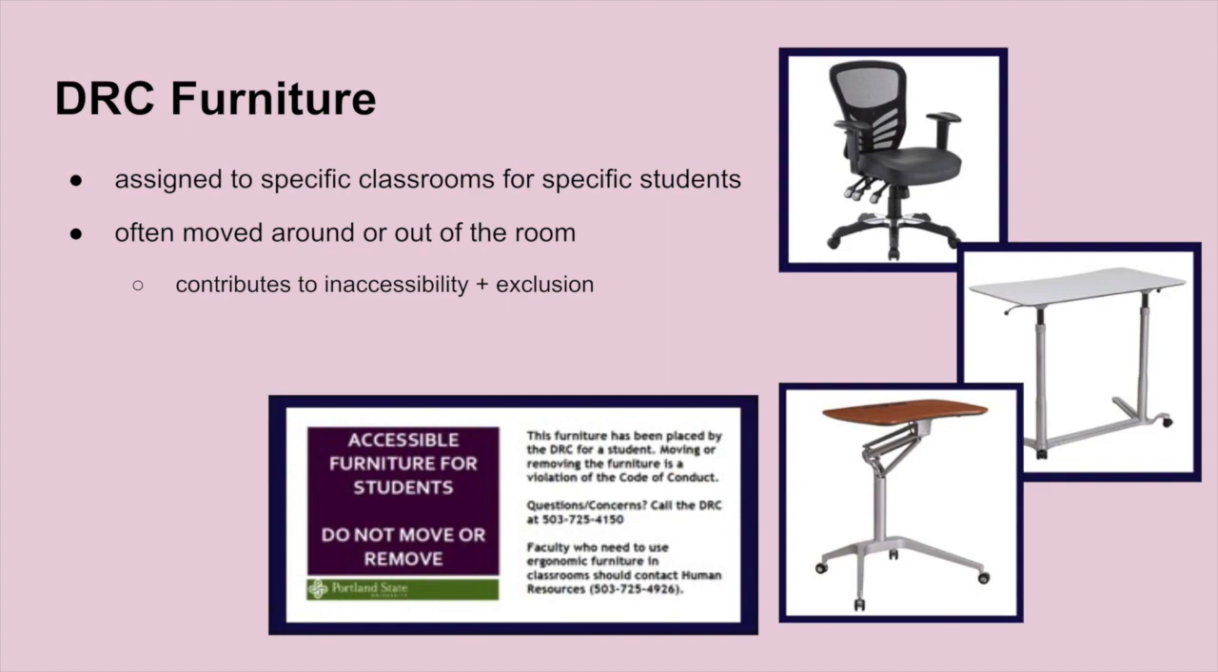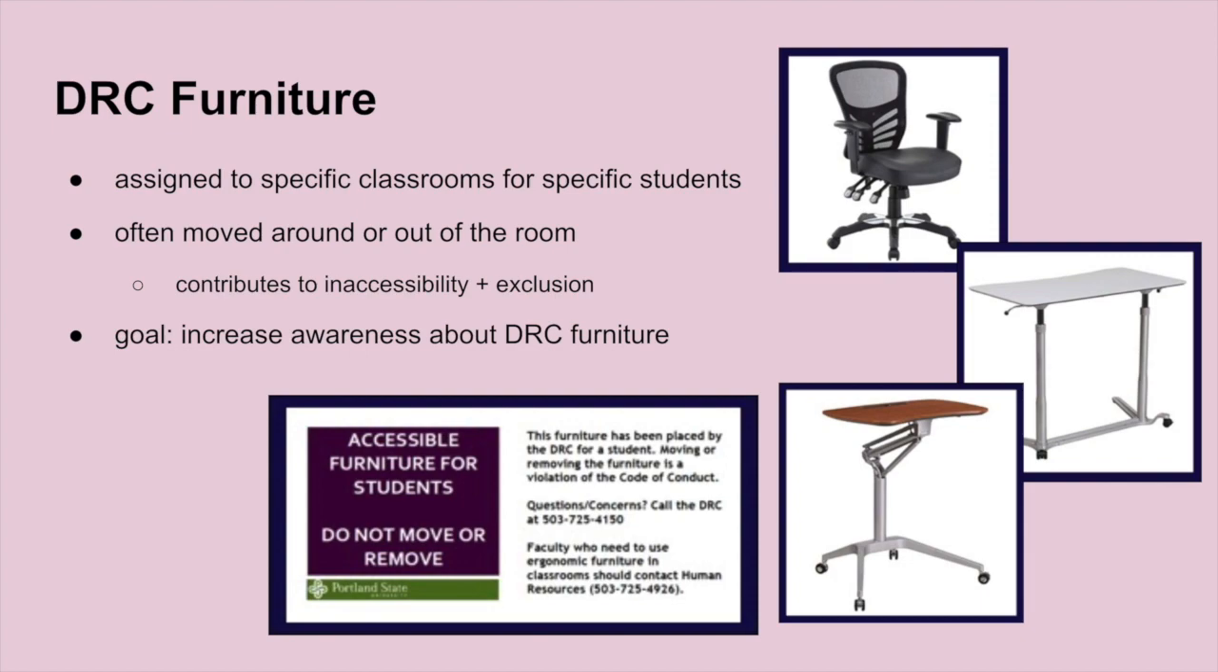So what can you do? At the beginning of the term, explain the DRC furniture to your class. Make sure people know what its purpose is and why it's important that it stays in the same spot. If there's a student who needs the furniture in your class, don't single them out, but explain the furniture's purpose more generally. You can also talk to your class about accessibility as a collective, not individual responsibility.